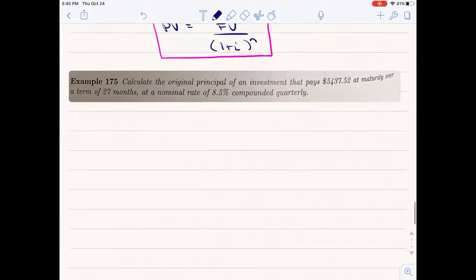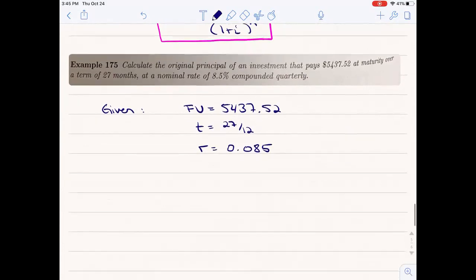Because we're just new to reading these things, I'm going to go through and list the things that we're given. We're given that the future value is 5,437.52. T is 27 months, so we have to divide by 12. R is 0.085. And compounded quarterly means that F is 4.